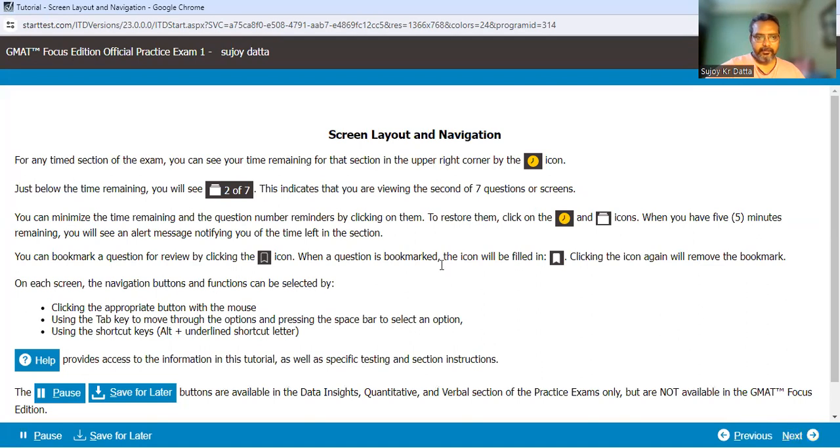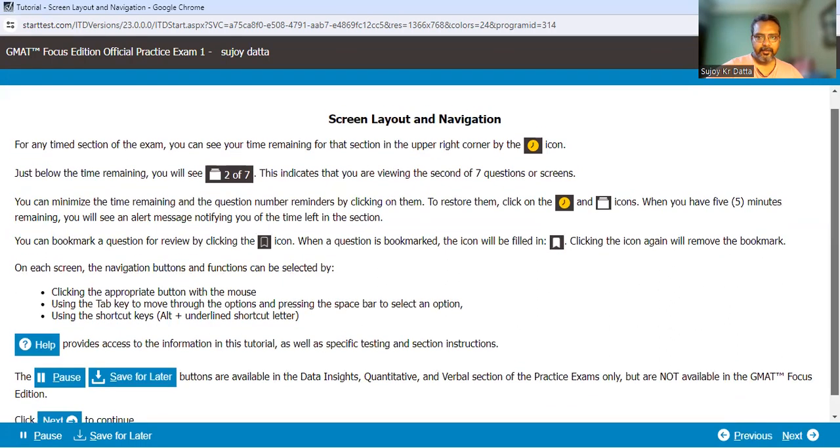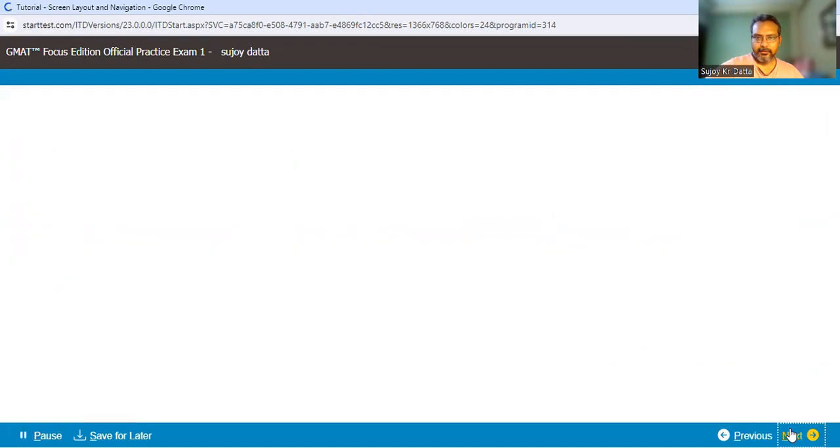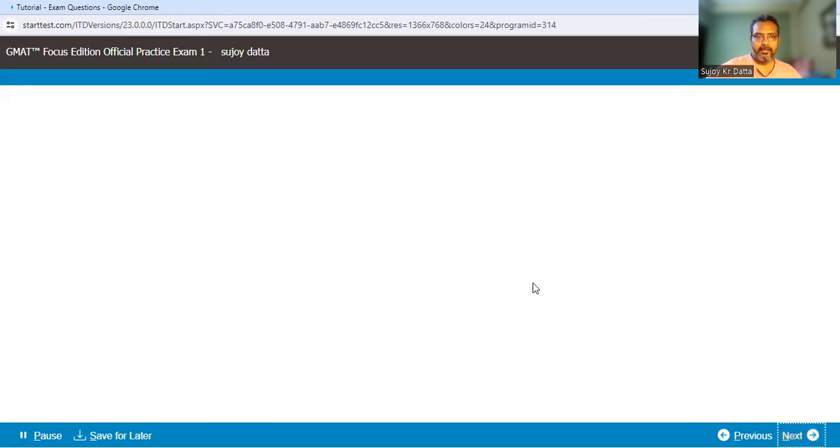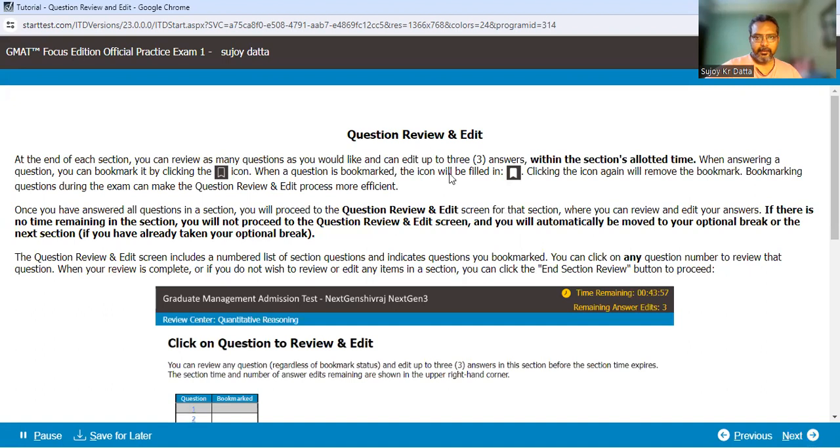Right? So this is pretty simple information. Most of you should be aware of how the GMAT screen would look like. So that's what they have displayed it here, okay? I'm just quickly going through these things. So they are talking about passage sorts of questions where the same text remains and then you have multiple questions and you can't skip. This question review and edit, that's the add-on thing that they have done with the GMAT.